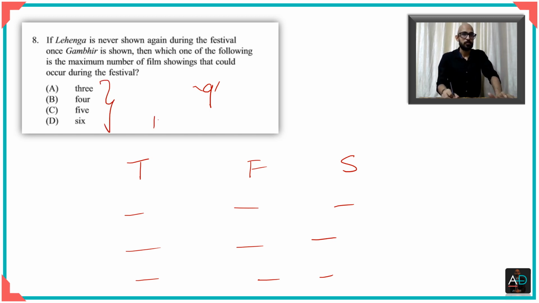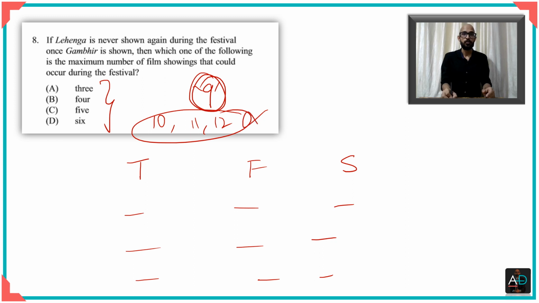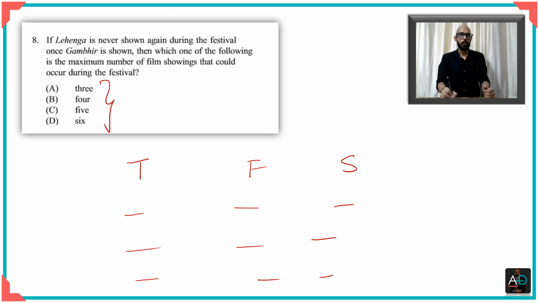Let us say you had some options like 10, 11, 12 or something. Then you could have just seen that since these are more than 9, you could have eliminated them. But in this case, the options are small. So we will have to do some amount of work. We will have to calculate and decide as to what the right answer is. So now what we are trying to say is that if this condition is followed, now what do you mean by having a maximum showing of 3? Let me give you an example.